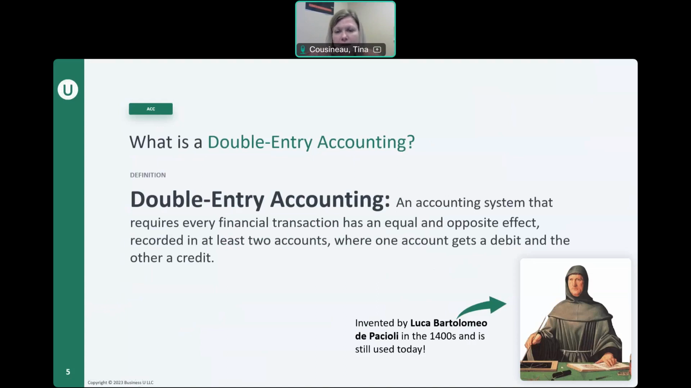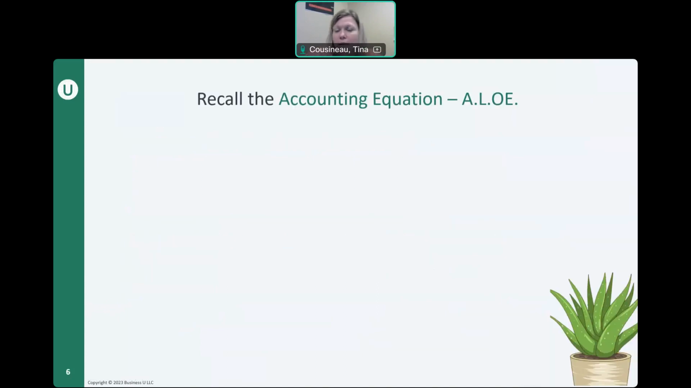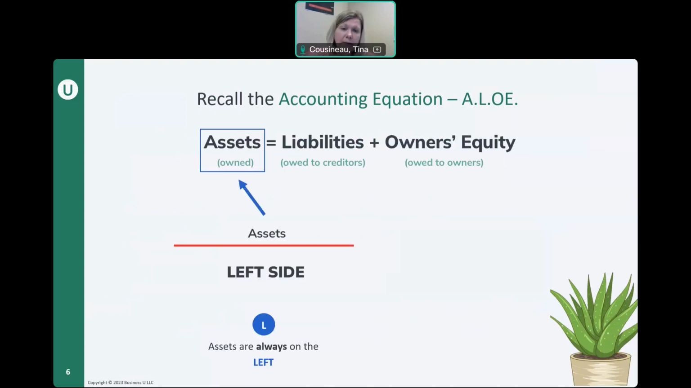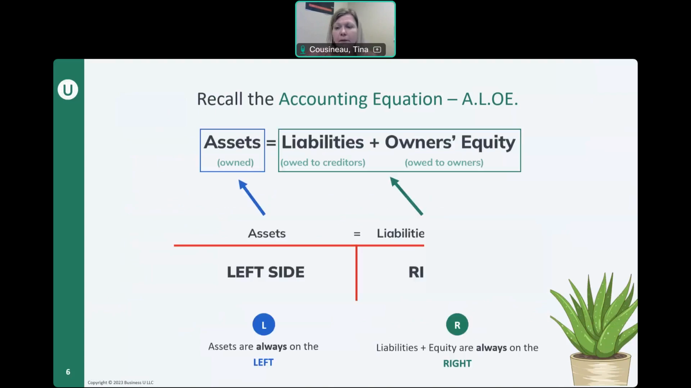So let's get started. So let's remember the accounting equation. We've been talking about this a lot lately. It's ALLO, right? Assets equal liabilities plus owner's equity. Our assets are what we own. Our liabilities are what we owe. And our owner's equity is what's owed to the owners. Our assets are on the left-hand side, and our liabilities and owner's equity are on the right-hand side. So assets are always on the left, liabilities and owner's equity are always on the right.